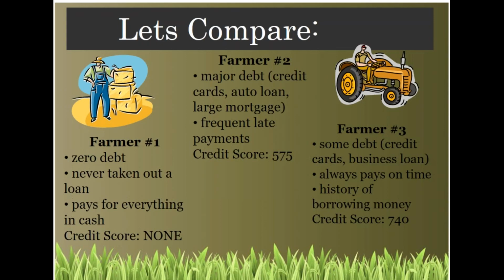Another example is farmer number 2, who has major debt, has frequent late payments, and has a lower credit score, which is going to make it really hard for them to get low interest credit cards in the future or to get other loans.